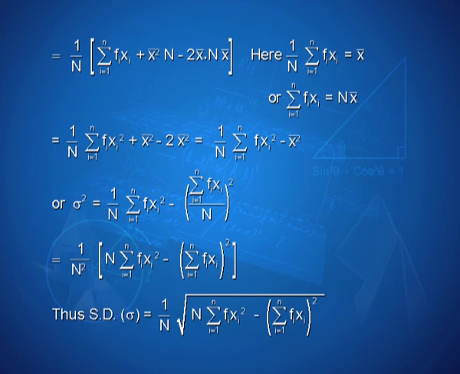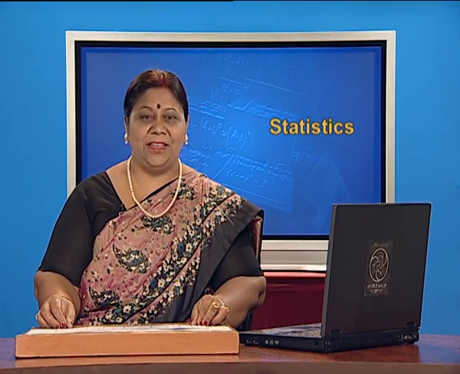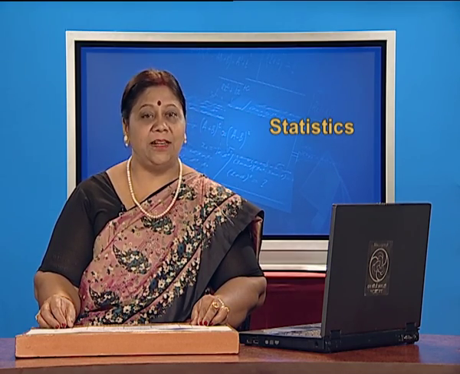Thus, standard deviation sigma is equal to 1 upon n into positive square root of n into summation i varying from 1 to n fi xi square minus summation i varying from 1 to n fi xi the whole square. So, students, today we learnt about the standard deviation.